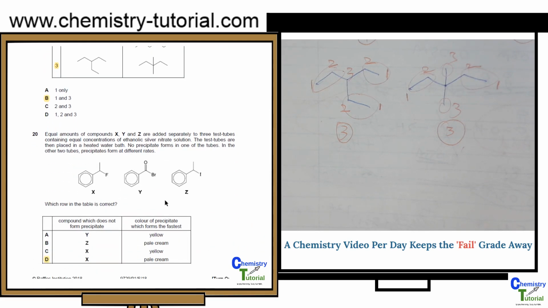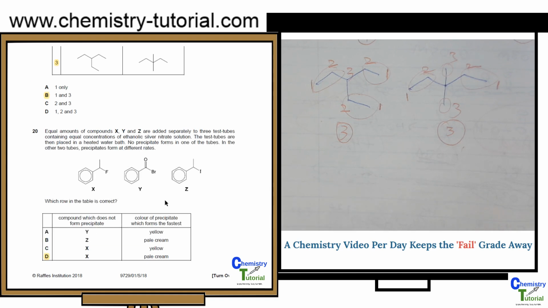For question 20, equal amounts of compound X, Y, and Z are added separately to 3 test tubes containing equal concentration of ethanolic silver nitrate solution. The test tubes are then placed in a heated water bath. No precipitate forms in one of the tubes. In the other 2 tubes, precipitate forms at different rates. Which row in the table is correct?